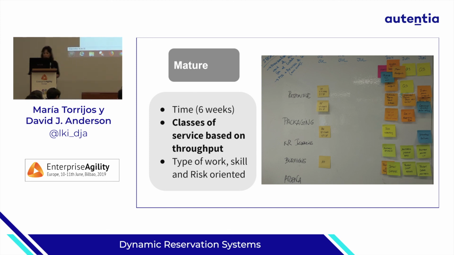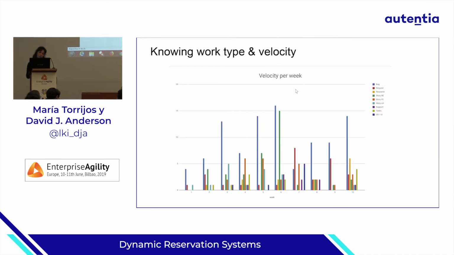I'm going to show you another chart. Here's the velocity per week on a per work type basis. And here we have more or less a sample of the type of work we cover in the team. Here we have bug fixing, which is 30% of our demand. It's crazy, I know, but those are real problems from the clients.